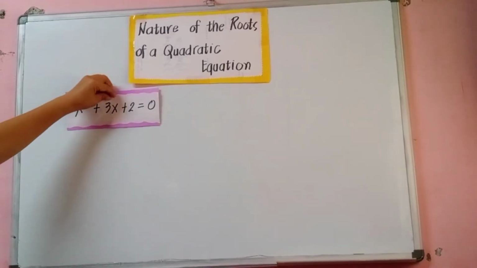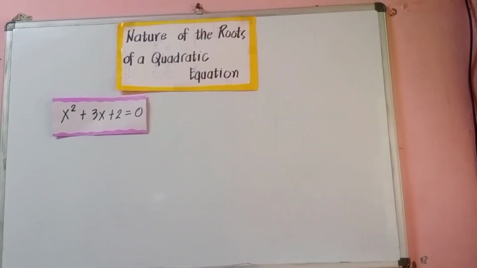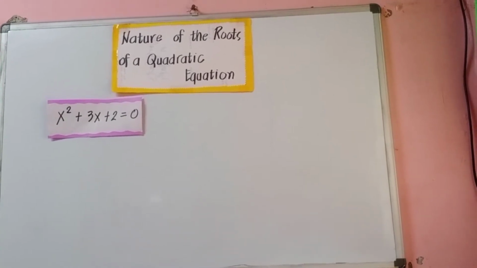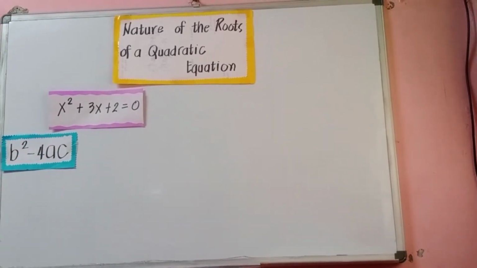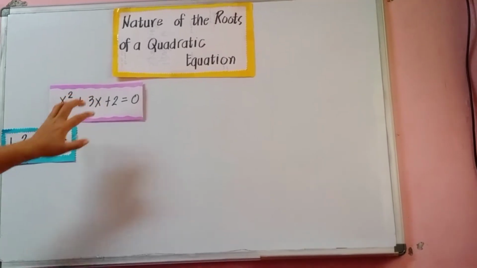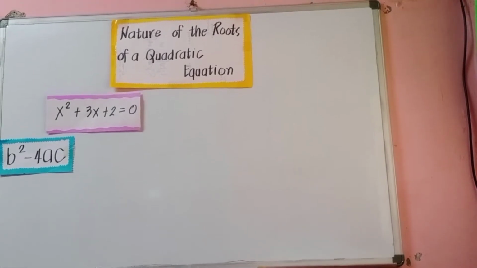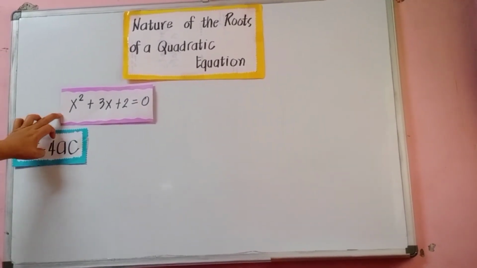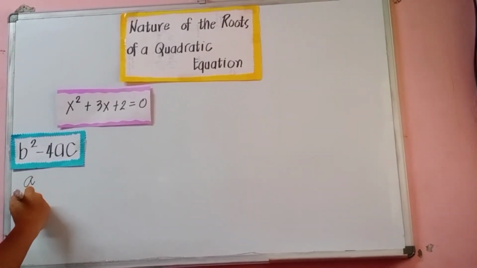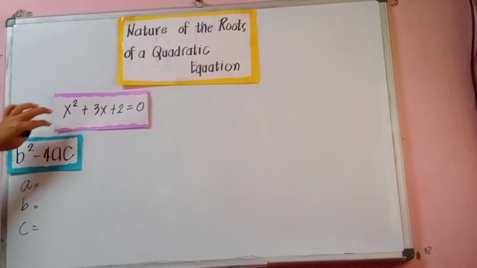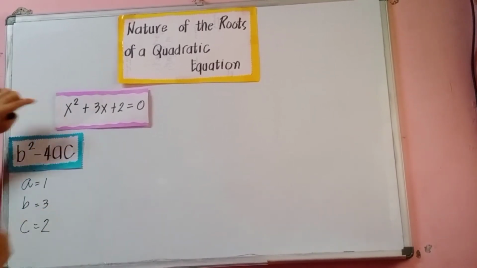Example, if we have x squared plus 3x plus 2 equals 0, before identifying the nature of the roots of a quadratic equation, we are going to solve for the discriminant of this quadratic equation, in which what we are going to make use of is the b squared minus 4ac formula. Now, before we can make use of b squared minus 4ac, of course we need to find out the values of a, b, and c in the given equation. Our quadratic equation is already in its standard form, therefore the next thing to do is to identify values of a, b, and c. Given this one, we have 1 for a, b is 3, and c is 2.